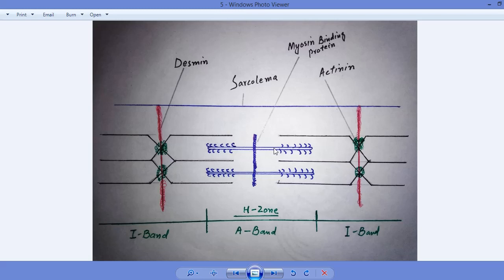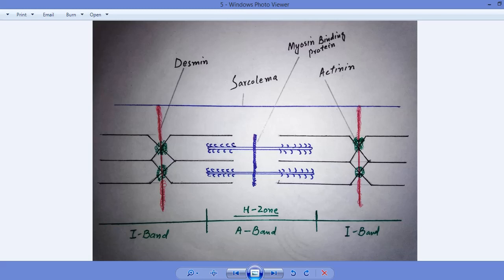So if we go to the detail, this myosin binding protein and the desmin and the actinin, all of these are anchored by the help of another special type of protein that is called titin. I have not mentioned it in this slide, but titin is responsible for anchoring of all these proteins inside the muscular cell, inside each myocyte.